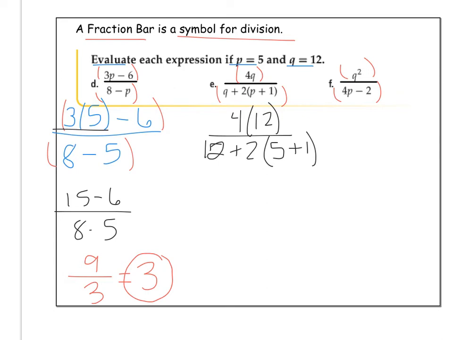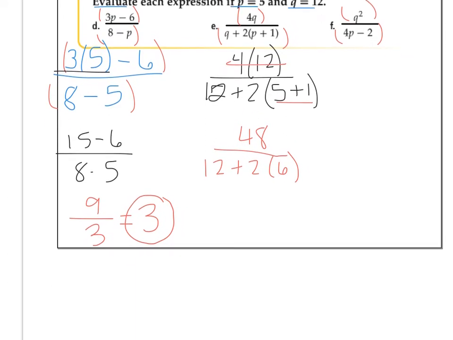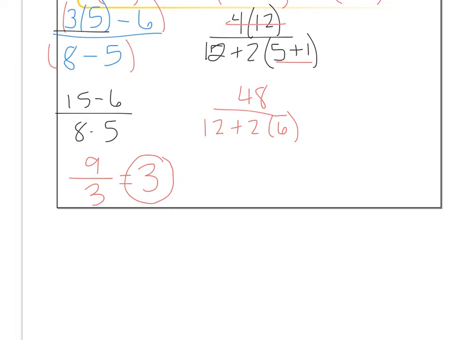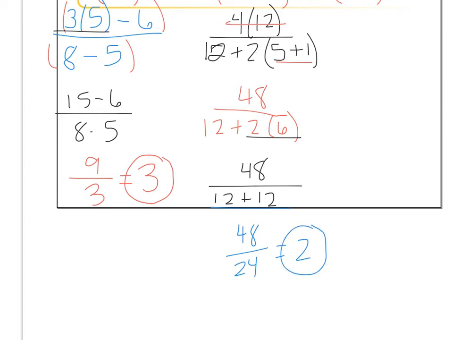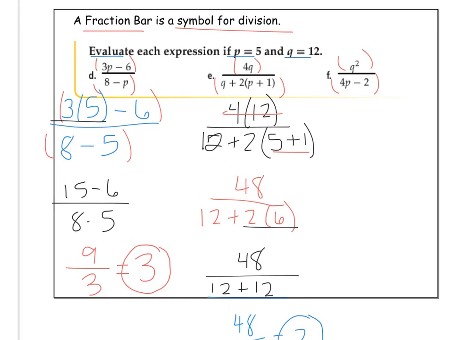The top is multiplication, so I do 4 times 12, which is 48, over, the bottom has parentheses, so I rewrite 12 plus 2 times 6. So on the top, we're kind of done at 48. On the bottom, we have multiplication, 12 plus 12. We have addition, so we add those together. We have 48 over 24, which simplifies to 2. Again, you can give this one a try.